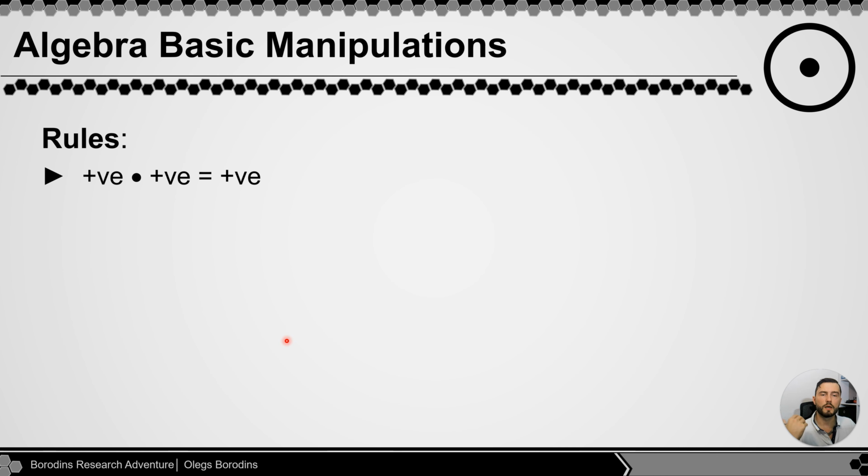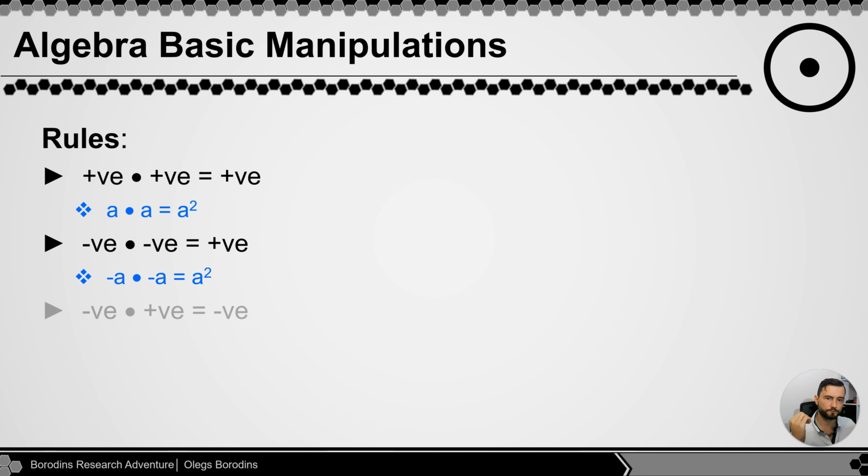Very simple ones. When we multiply two positives, we will get a positive. It's the same as representing a times a as a squared. When we multiply two negatives, we again get a positive, and it can be represented as negative a times negative a will be a squared. And only when we have one negative and one positive and we multiply them together, we get a negative. In this example, negative a times a will be minus a squared.